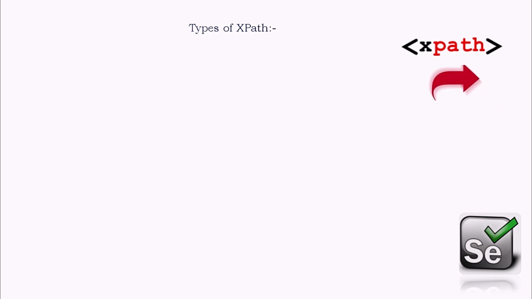In this lecture we will discuss the types of XPath. There are two types of XPath in Selenium. One we call the absolute XPath. The second we call the relative XPath. Now let's understand the difference between these two types of XPath.